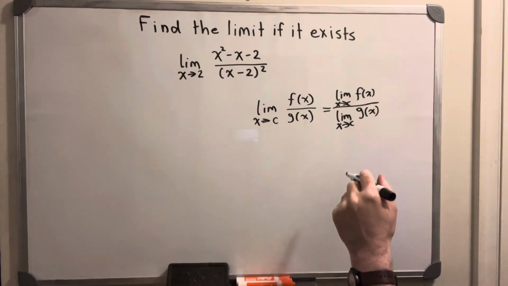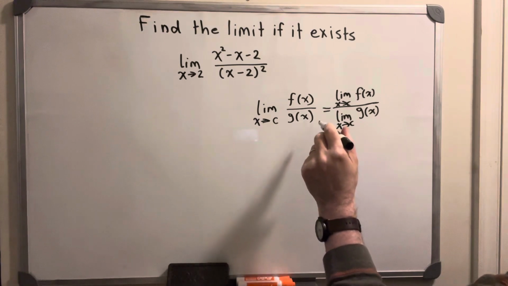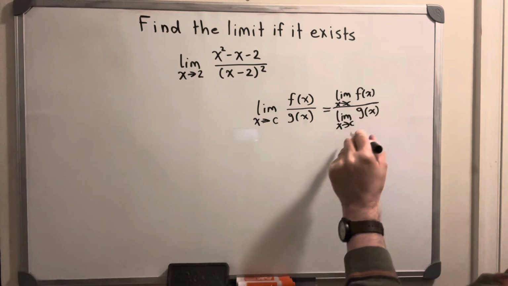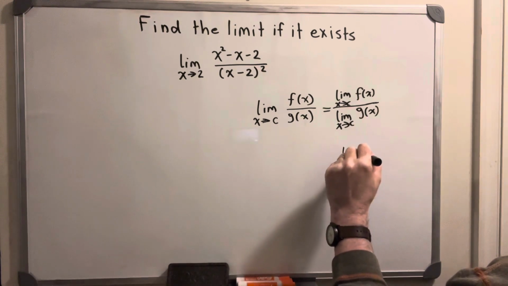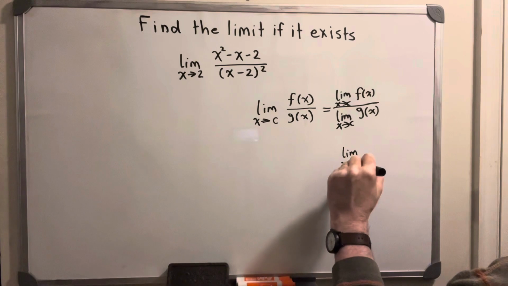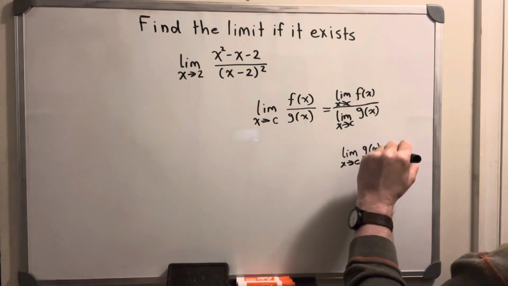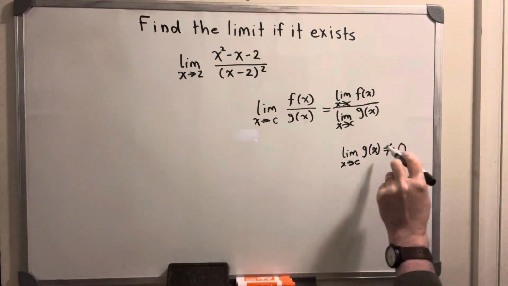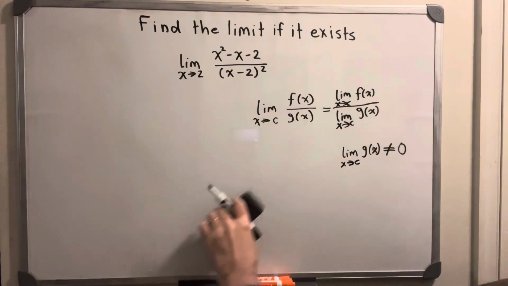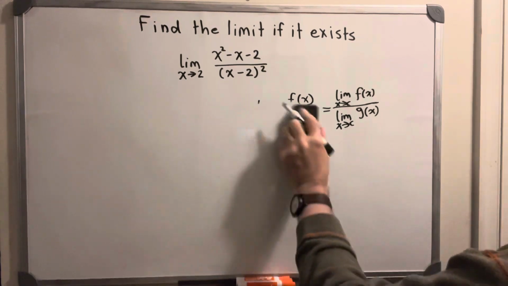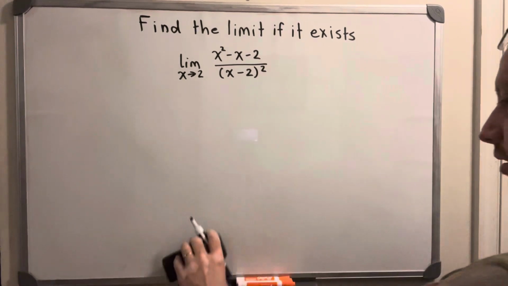This is not immediately applicable because what is the rule about this? That the limit as x approaches c of g of x does not equal 0. The limit needs not to be 0. And so sometimes you have to be careful before you start charging in and using these limit theorems.